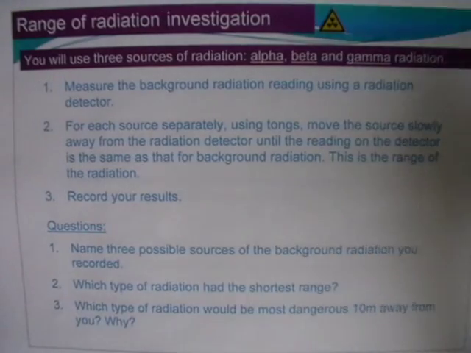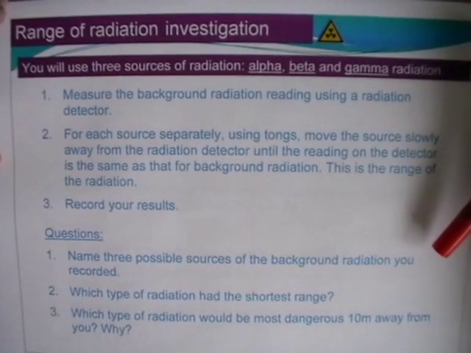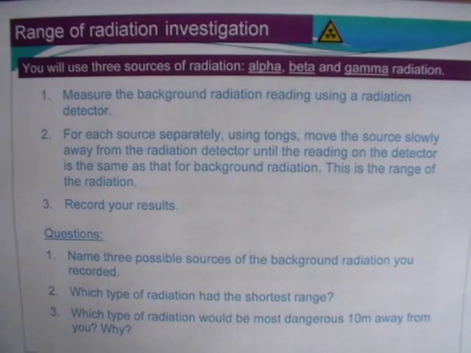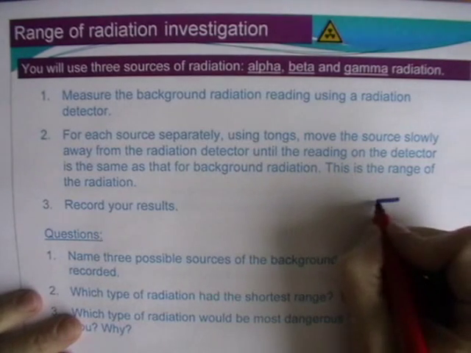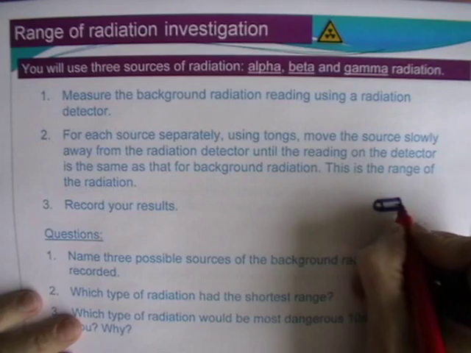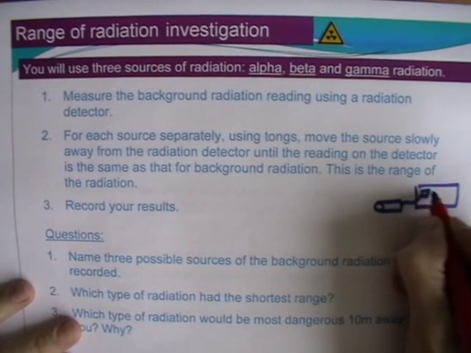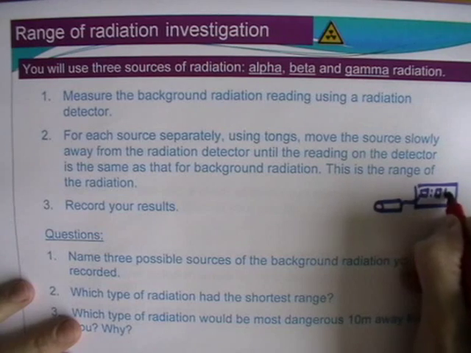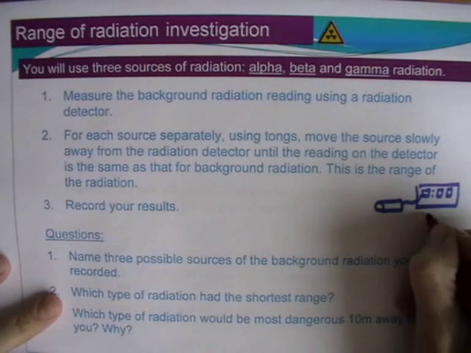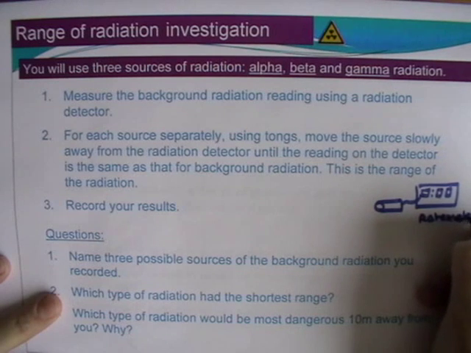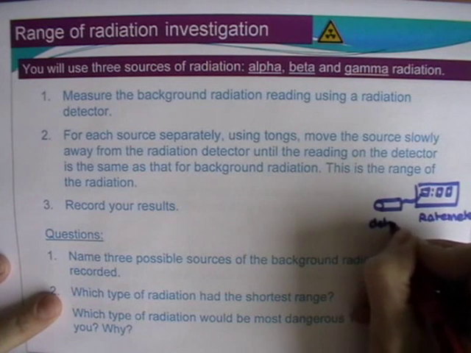The first one here is investigating the range of radiation. So what you might have is some kind of detector, and I'll just say a wee bit more about the detector. And that detector is generally connected to some kind of meter which counts, a count rate meter. So sometimes they call it a rate meter. And this is a detector.